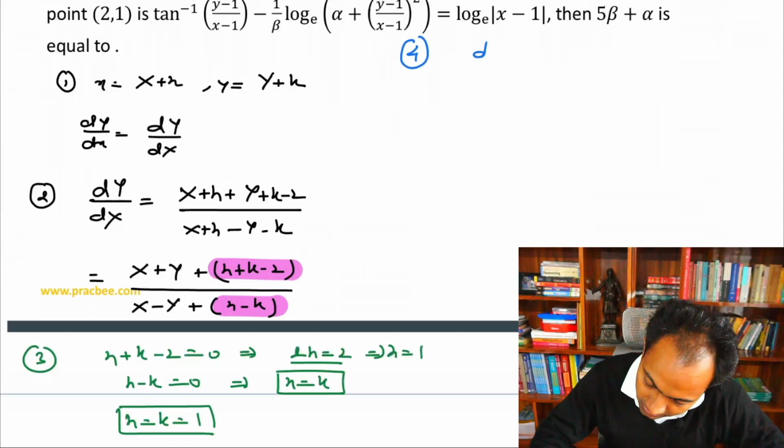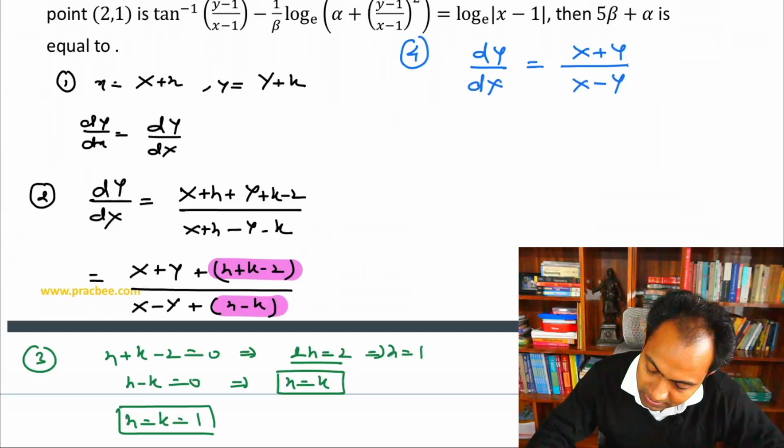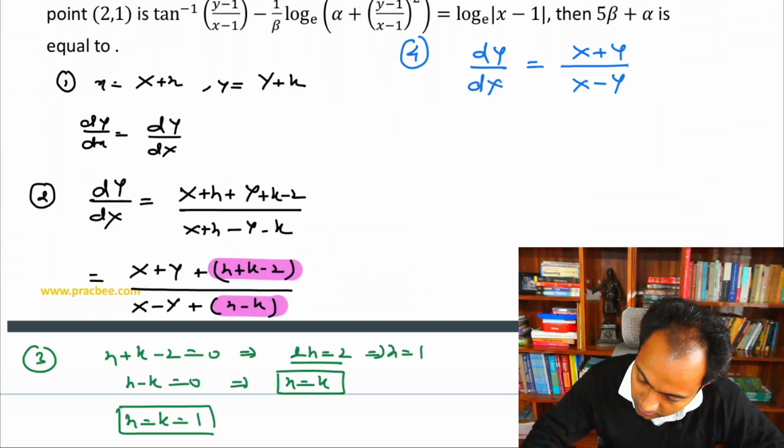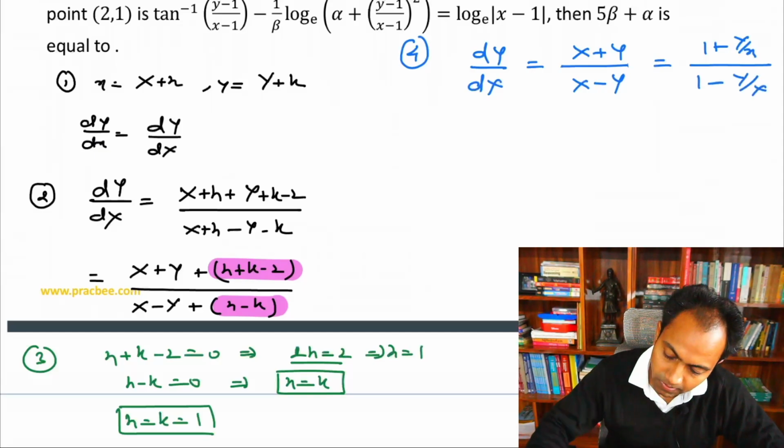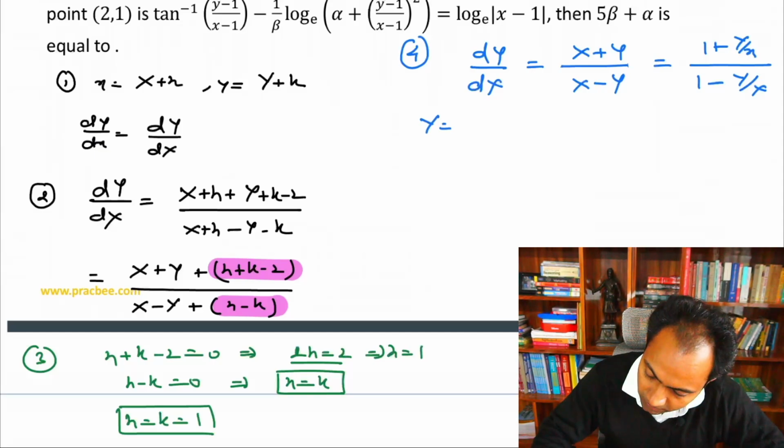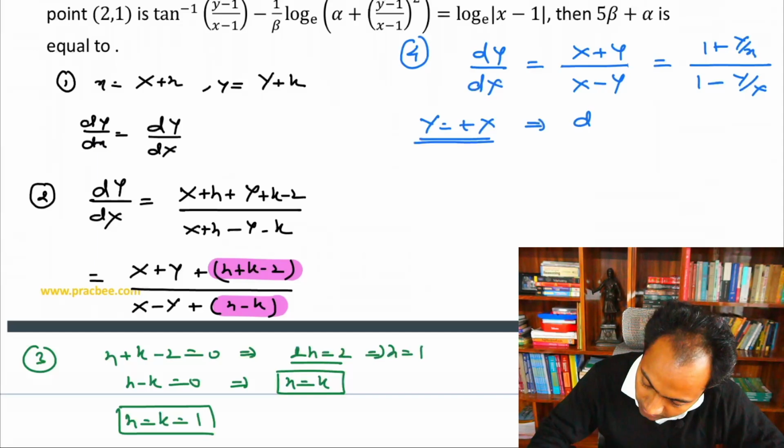We are going to write this as d of capital Y by d of capital X, and this is going to become capital X plus Y by capital X minus Y. And now we can see that this is a homogeneous differential equation. This can in turn be written as 1 plus capital Y by capital X over 1 minus capital Y by capital X. And now we can put capital Y is equal to t times capital X. This will become d of capital Y by d of capital X is equal to t plus capital X dt by dx.